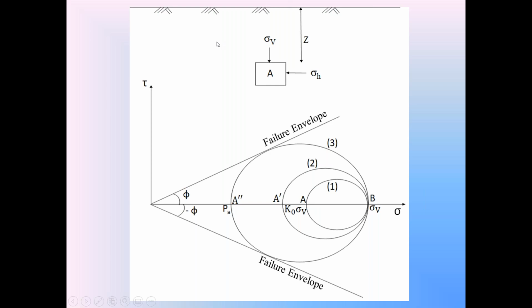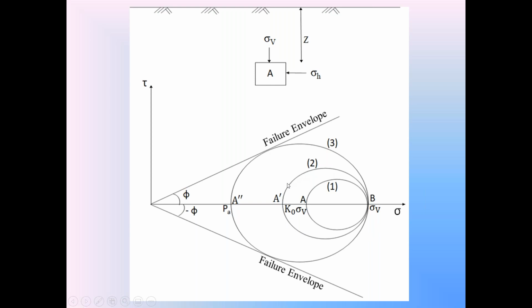Assume that at a certain instant in the active condition, the retaining wall starts moving away from the backfill. When the retaining wall starts moving slowly away from the backfill, sigma H gradually decreases. At a certain instant, let sigma H reach the point A dash. From point A to point A dash, sigma H gradually decreases. So this is the intermediate condition in the active situation.